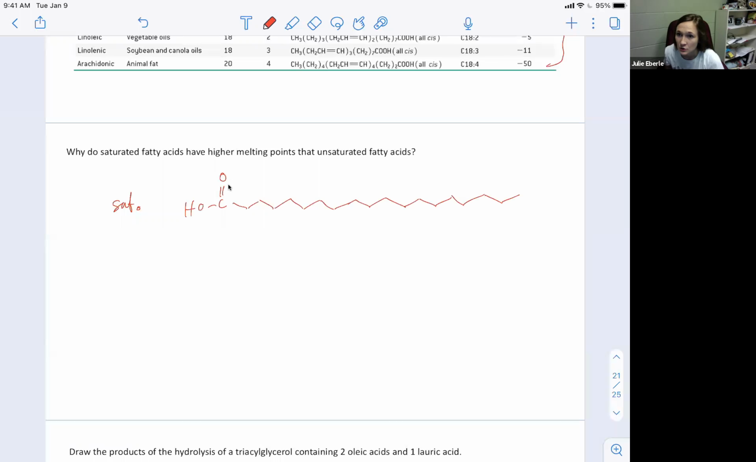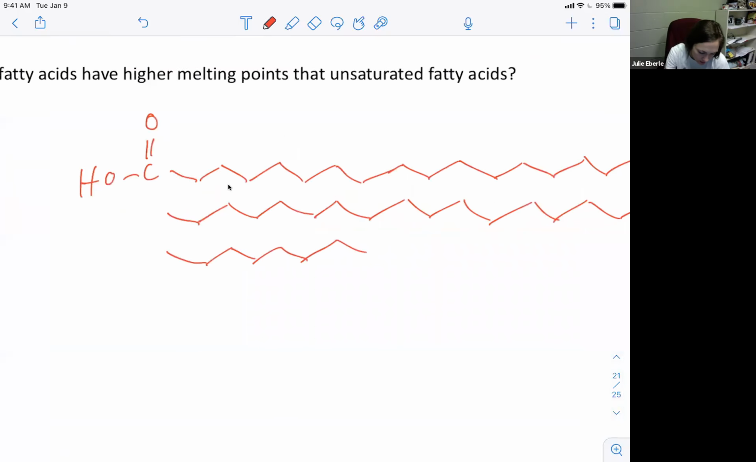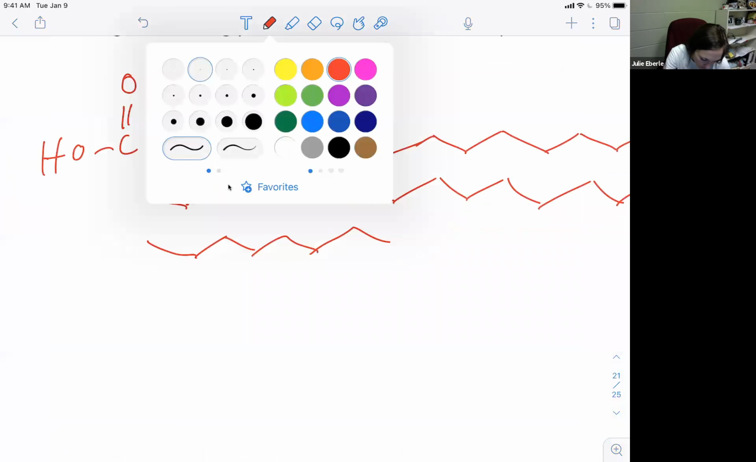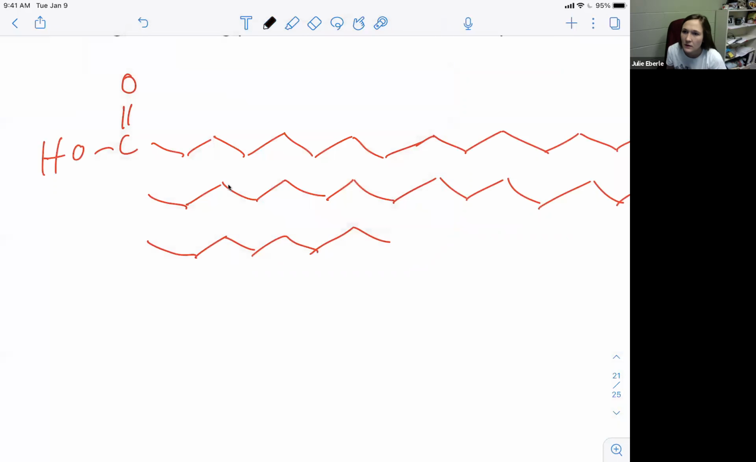Structurally, it's straight, right? What that allows is another fatty acid to come right up next to it, and they can kind of stack together like this. I mean, you could keep going, okay? And what that allows for in between all these, what do we know happens between long hydrocarbon chains? What kind of interactions? What kind of intermolecular forces?